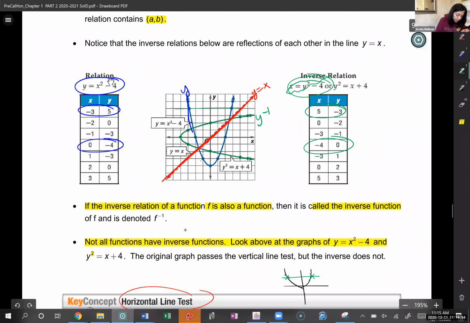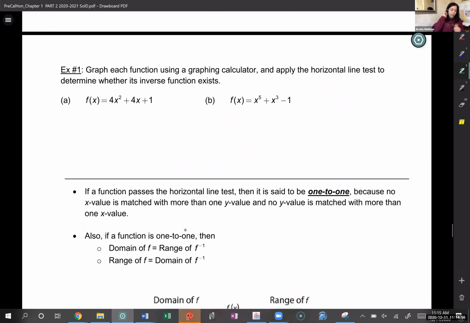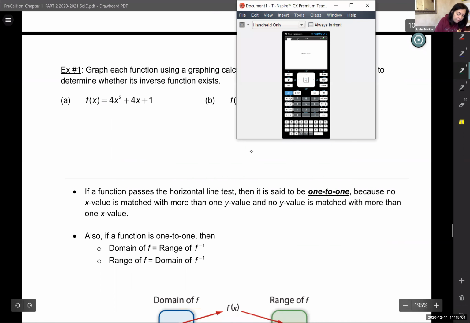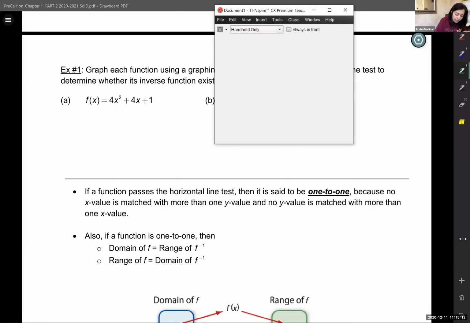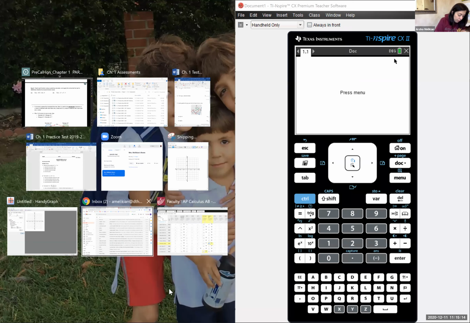So these ones here, it says graph each function using a graphing calculator and apply the horizontal line test to determine whether the inverse function exists. There is really very little you have to do for this one. You just have to graph and then just visually inspect.